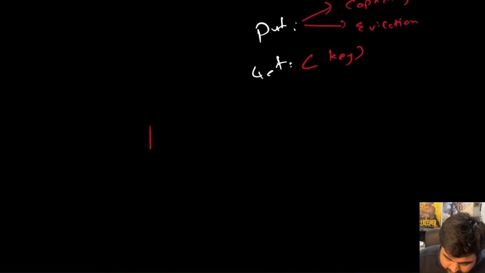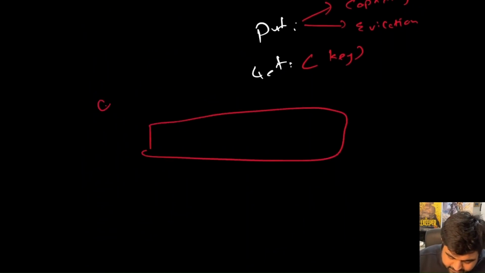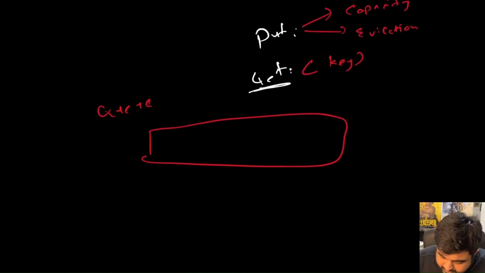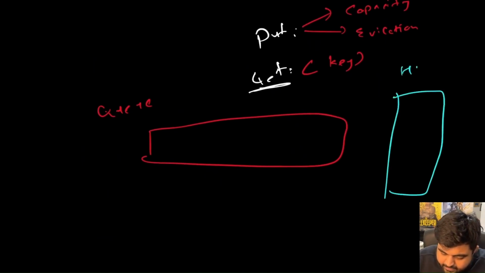And in this case, the first instinct is to use a simple queue, because let's assume for a second that we don't have this get operation. Now what would happen is, currently we have our hash map. Inside the hash map, we need to store the key-value pairs.